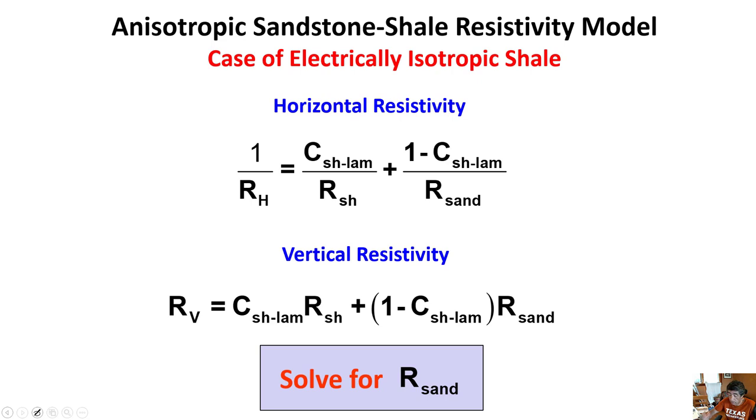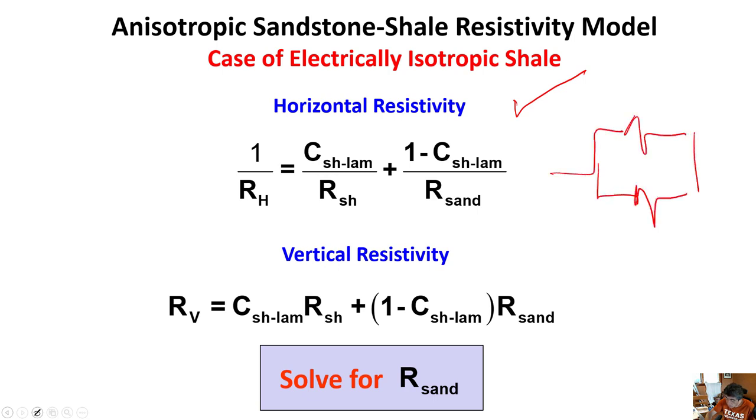So here is the parallel circuit. If you're looking at the resistivity which is parallel to the bedding plane, that's the equation that we have. It's a parallel circuit. It's almost like you have two resistivities.